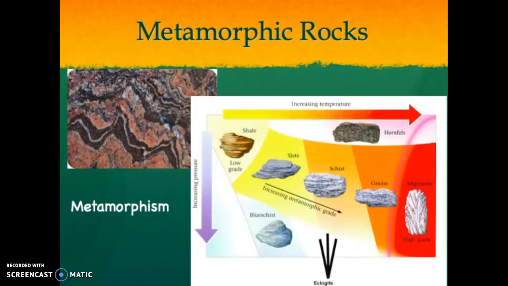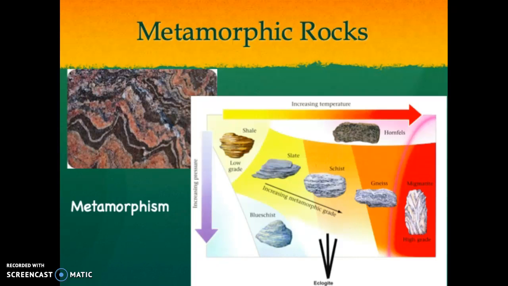So, metamorphic rocks. Basically, metamorphic rocks can form due to increased temperature and increased pressure. Temperature and pressure are the two factors that play a role in metamorphic rocks. And the higher the temperature and pressure, the higher the grade. If you look in the red on the far right, that is the highest grade of metamorphic rock.